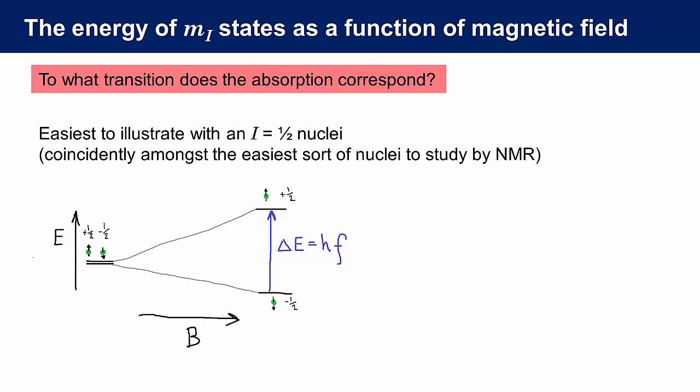For a nuclear moment aligned antiparallel with the applied field, the energy of that state increases as a function of field. For a moment applied parallel, it would decrease in energy as a function of applied field.